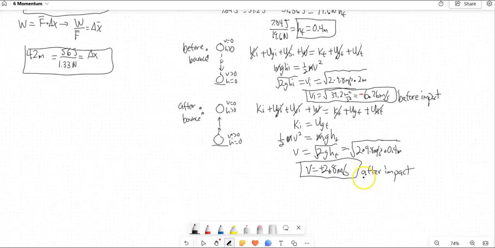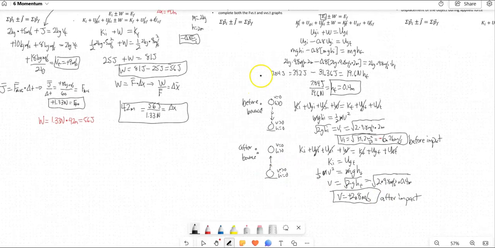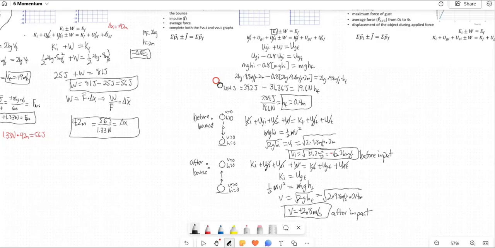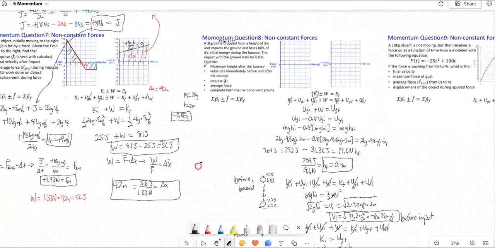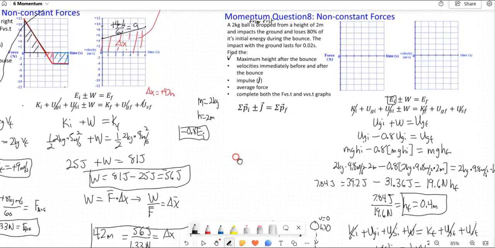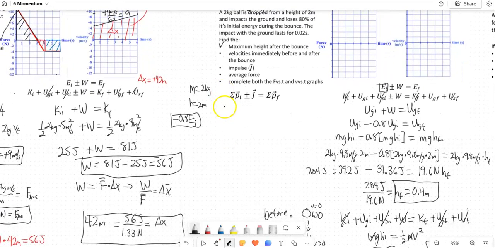Okay. Well, now we have enough information where we could actually figure out J and everything, right? So we have the momentum before impact. We have the velocity for the momentum after the impact. And we have the time of the impact. So we could figure out a lot of things. So the initial momentum before impact plus J is going to be equal to the momentum after the impact.